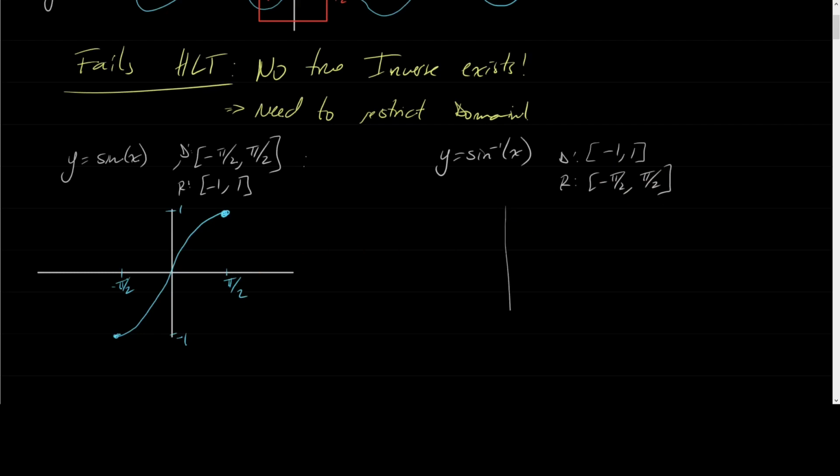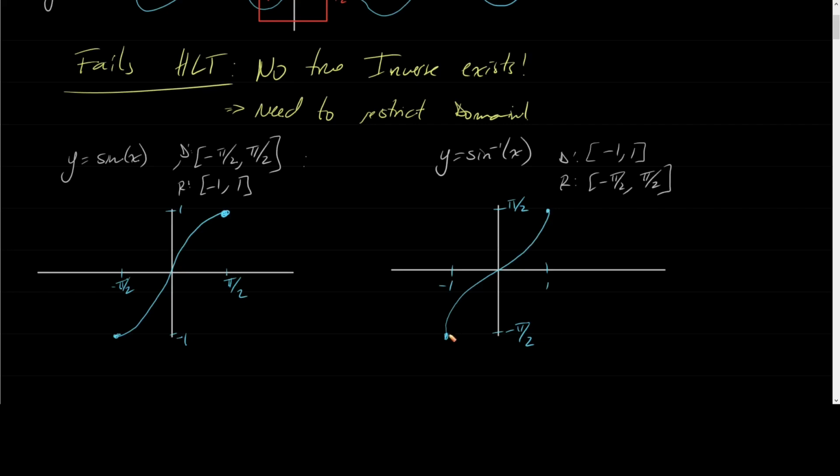So let's put this on the graph. So our domain is from negative 1 to 1. And our range is from negative pi over 2 to positive pi over 2. And our function ends up looking like this. All right, something like that.